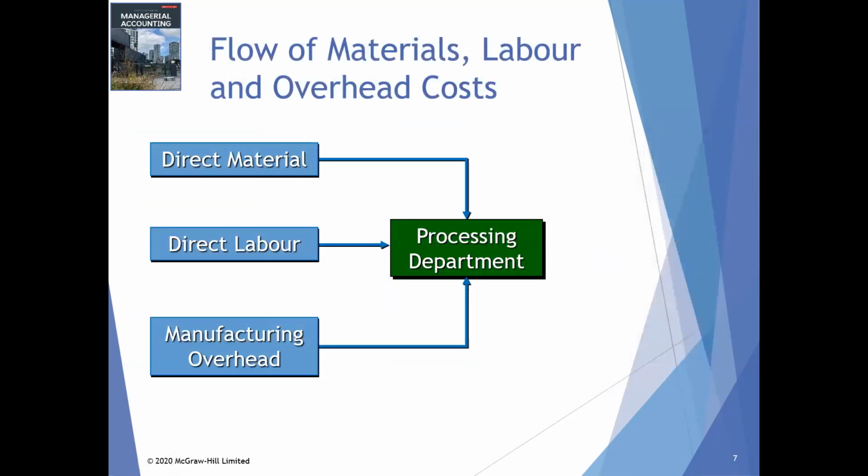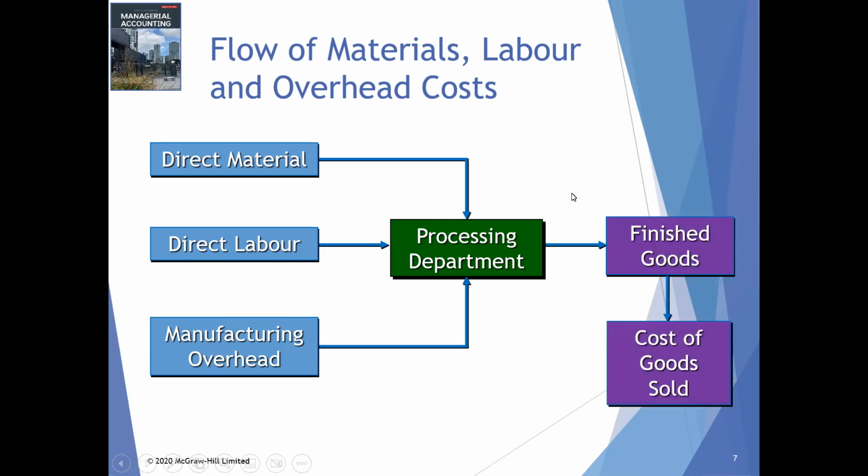Now look at this. This is the flow of material, labor, and overhead. Three things that we are calculating from the very first day, and this is known as direct material, direct labor, and manufacturing overhead. Exactly the same thing that we use in job costing, the same thing that we will be using for process costing or for the processing department. There is one department. We use direct material for that department, labor and manufacturing overhead. And then the finished goods will be the outcome from that, right? And that we will calculate the cost of goods sold, right?